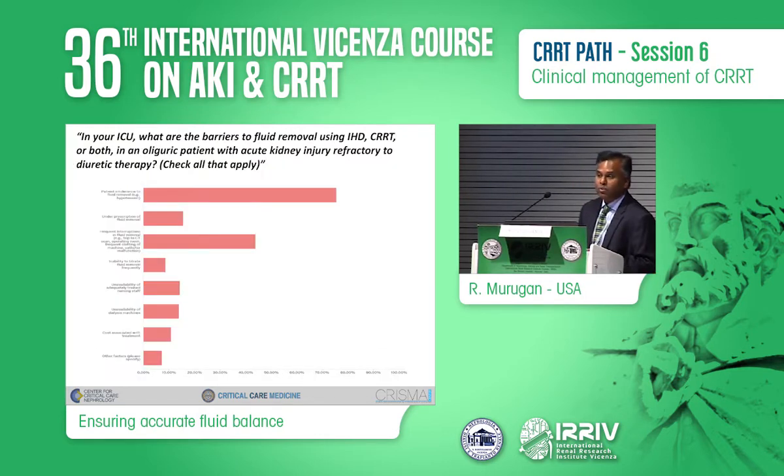Then we asked, what is the barrier to fluid removal in an oliguric patient? As you can see here, patient intolerance, as you would expect, is the most common reason clinicians gave as the barrier to fluid removal. But after that, interruptions, such as trips to CT scans or other procedures, and circuit breakdowns were the most common reasons.